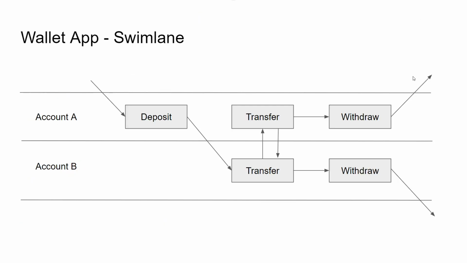Okay, so the wallet app, this one is like Swiftlet. So we have account A, account B. What is the meaning? It means that in the beginning, we have an external entity, maybe some actor outside. What we're going to do in account A is deposit money.